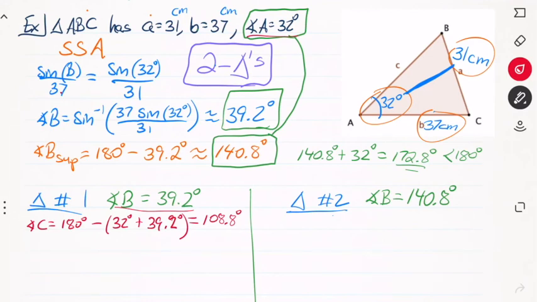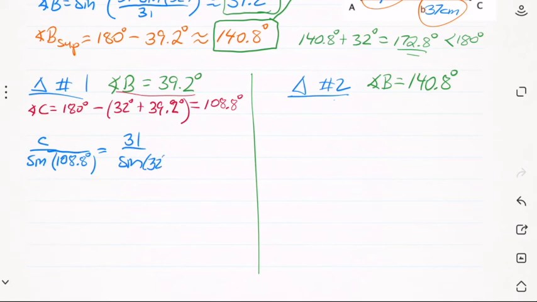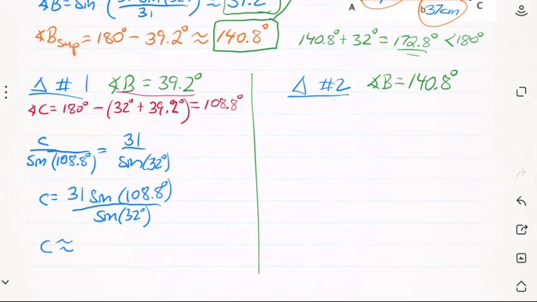Okay. So then we can go through the process of finding side C using the law of sines. So I'm going to set it up as C over the sine of this angle I just found, C, is equal to, and then remember I said A over A is going to be the one we want. So side A over sine of angle A. And then C is going to equal 31 times sine of 108.8 divided by sine of 32 degrees. So C for this case of the triangle is going to be approximately 55.4 centimeters.